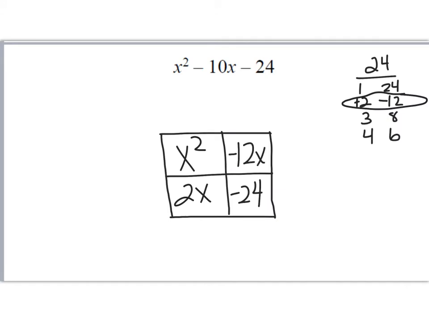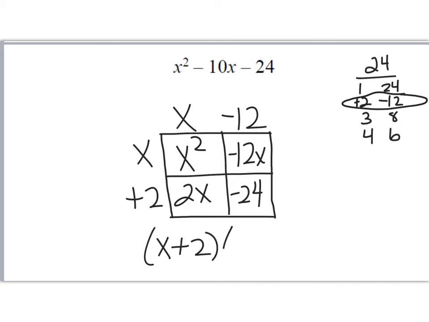I'm going to start where I start over here. I can just pull an x out. Now later on there'll be more numbers than just an x. And here's an x. And then x times negative 12 is negative 12x. X times positive 2 is 2x. And check: 2 plus negative 12, not plus, times negative 12 is negative 24.